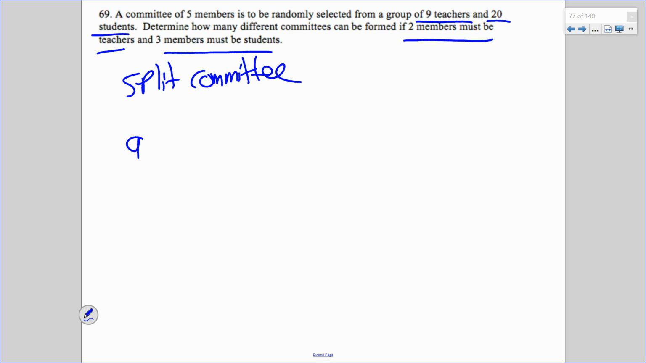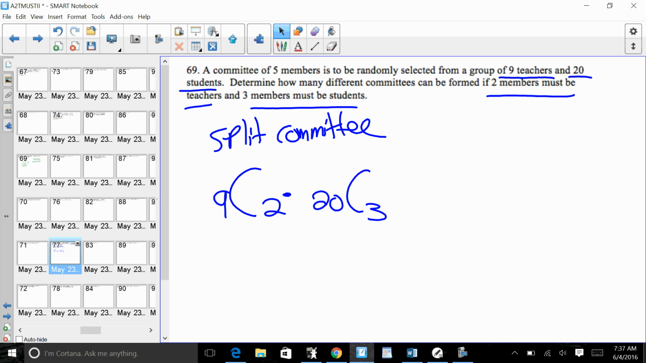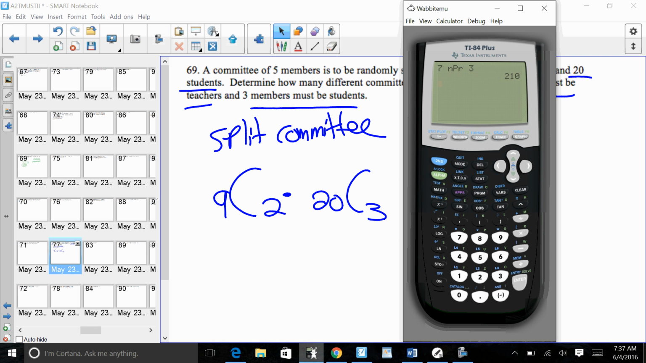So it's going to be 2 separate problems. Out of 9 teachers, I need to choose 2. Out of 20 students, I need to choose 3. Because I need both these things to happen, I'm going to put multiplication between. For these problems, it's always a C. In this course, it's almost always going to be C, unless you see specific positions. Also, of course, if there's word permutations, it's going to be P as well. But generally, almost always, if you're not sure, choose C in this course.